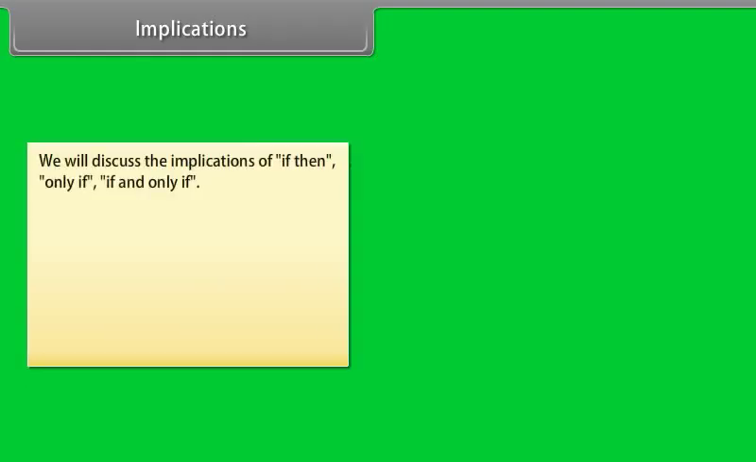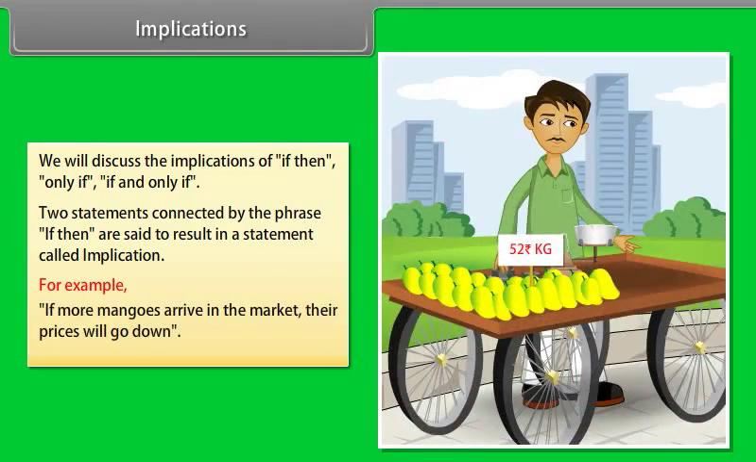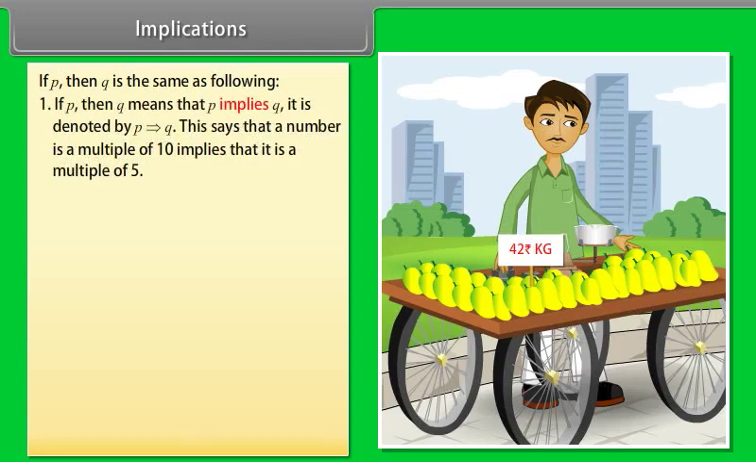Implications. We will discuss the implications: if-then, only if, and if and only if. Two statements connected by the phrase if-then are said to result in a statement called implication. For example, if more mangoes arrive in the market, their prices will go down. "If P, then Q" is the same as the following. "If P, then Q" means that P implies Q. It is denoted by P ⇒ Q.